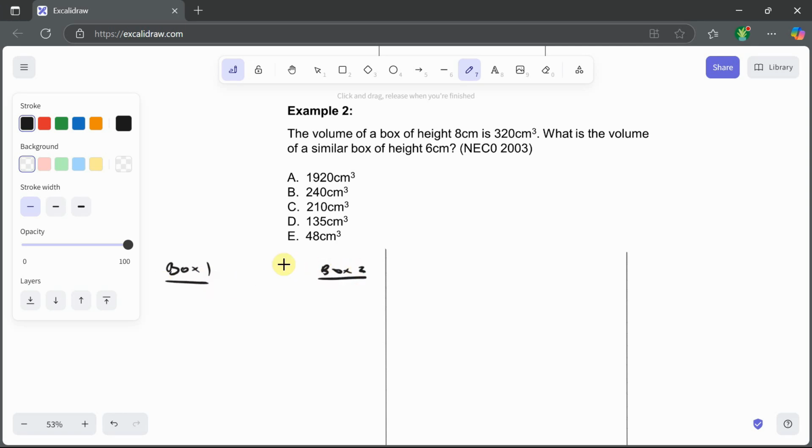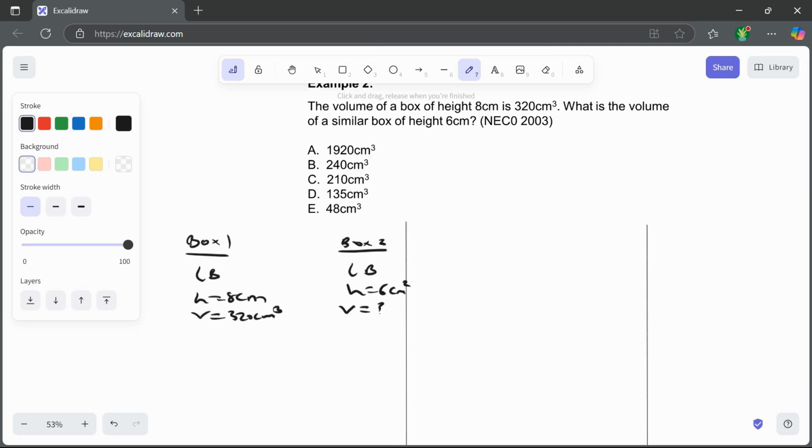They are similar. The height of one is 8, the height of the other is 6, and they have a similar base. So whatever is the base area here, which will be LB, will also be the base area here, which will also be LB. The height of box 1 is 8 centimeters, and the volume is 320 centimeter cube. The height of this one is 6 centimeters. Then I want to find the volume of this one.